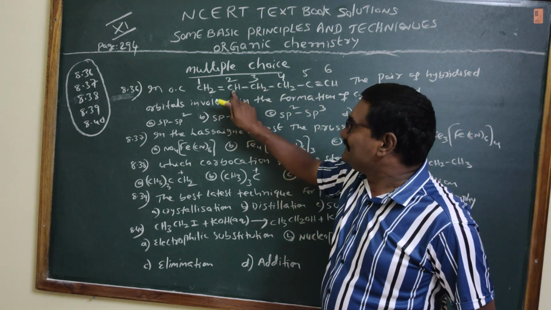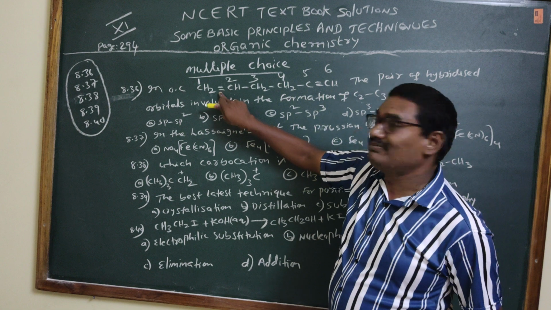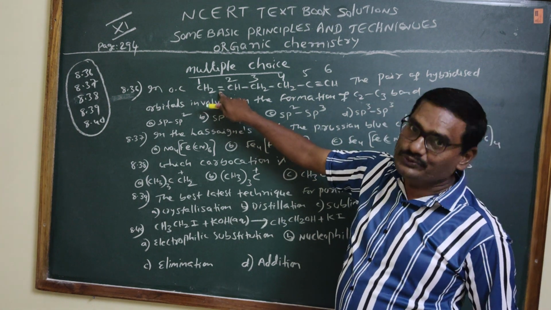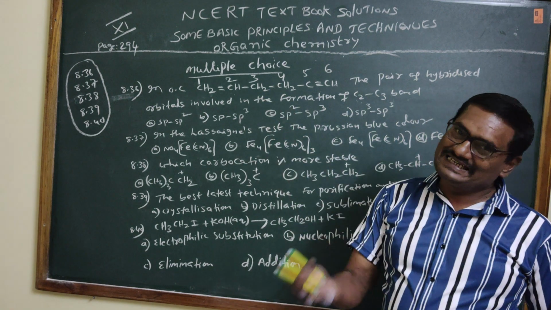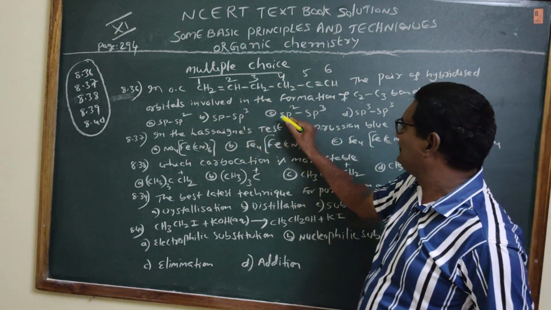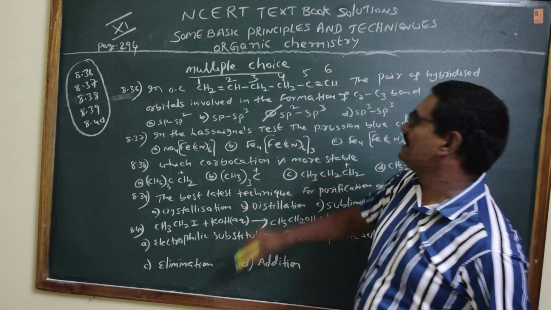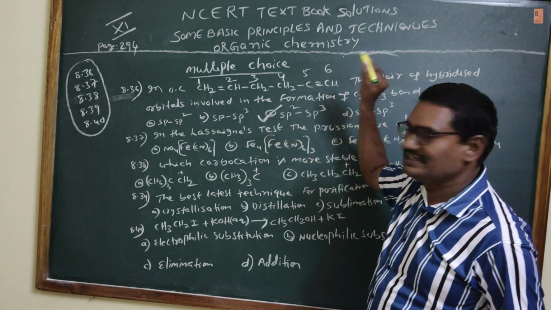Second carbon hybridization: double bond means sp2. Third carbon has single bonds on both sides, and single bond means sp3. So sp2, sp3. So option C is correct.